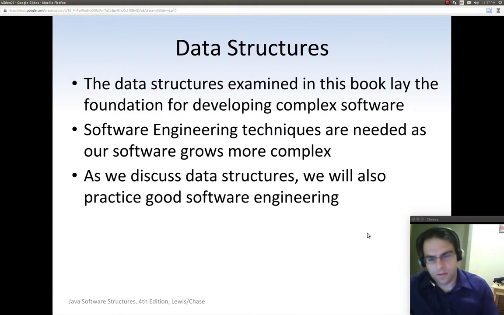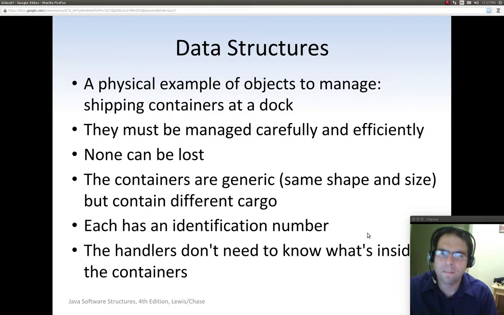And so there's these fundamental, very abstract theoretical data structures that don't depend on how it's implemented, and then all kinds of engineering details that go into it as well. So as we discuss data structures, we're going to practice good software engineering, and in particular we're going to apply these things in Java in this class. So you're going to see it in Java.